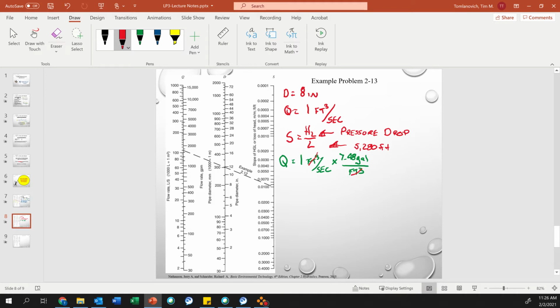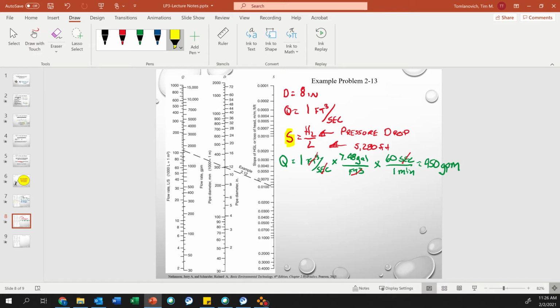So remember, we need gallons per minute. Times 60 seconds per 1 minute. Again, we have seconds in the denominator here, so we need seconds in the numerator there to get gallons per minute. When I multiply that out, we get 450 GPM, gallons per minute.